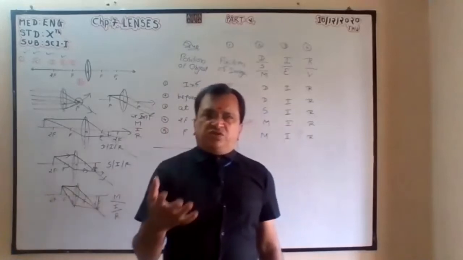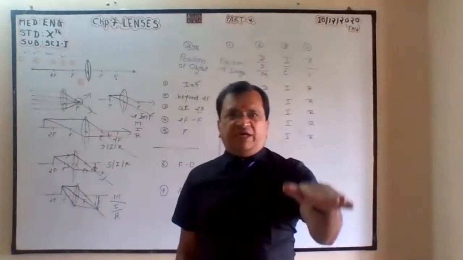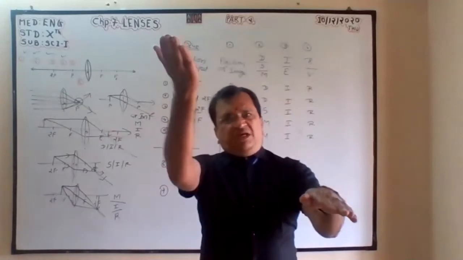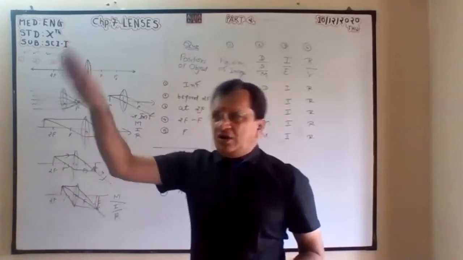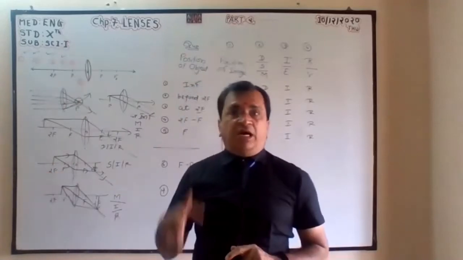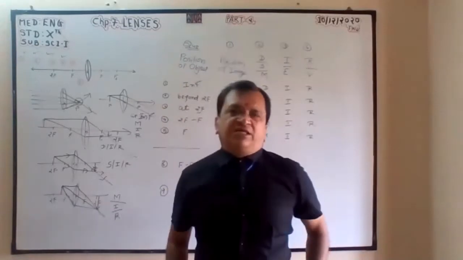Like me, you also can write without observing the textbook. First the 5 positions, image positions in reverse. All are inverted, all are real, the first 5. Out of 5, the middle one is same to same. The first 2 are diminished, the last 2 are magnifying.